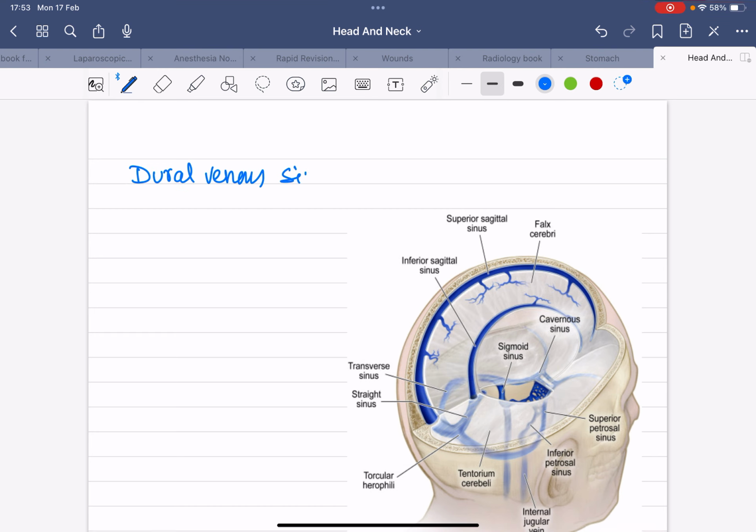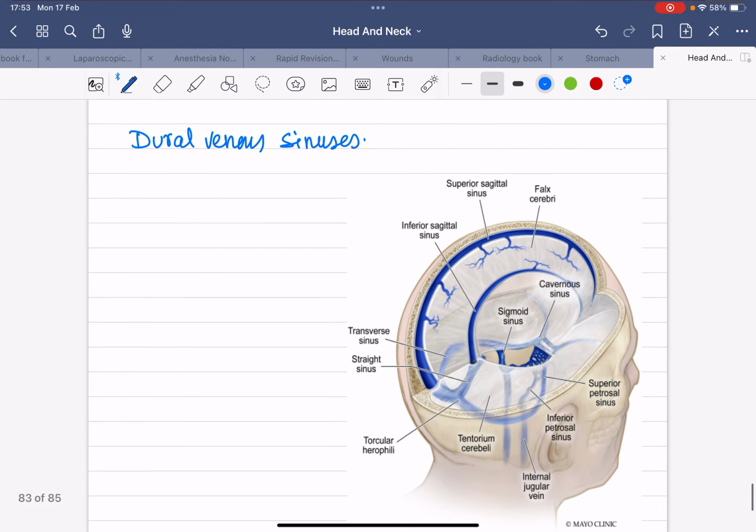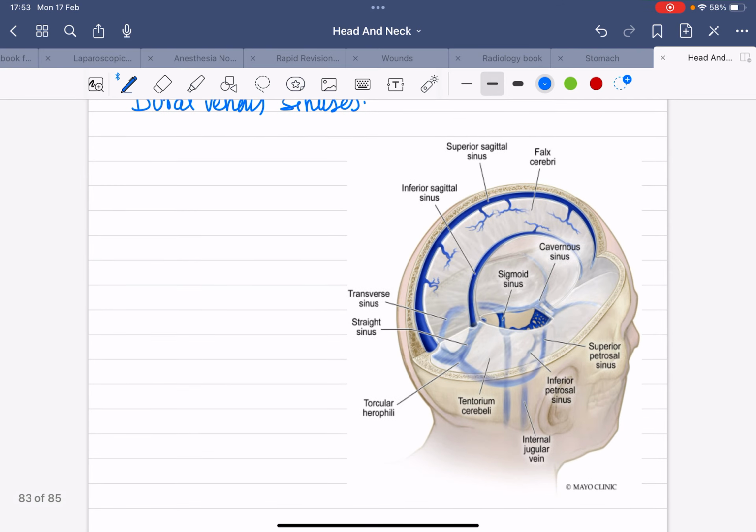So as you can see in this picture, all students, number one, you can see these sinuses, which I am highlighting at the moment in dark red color. This sinus which I am highlighting in dark red color is known as superior sagittal sinus. Please remember this superior sagittal sinus.